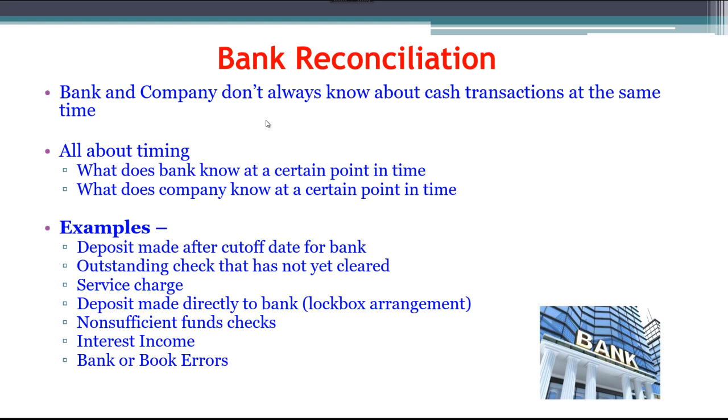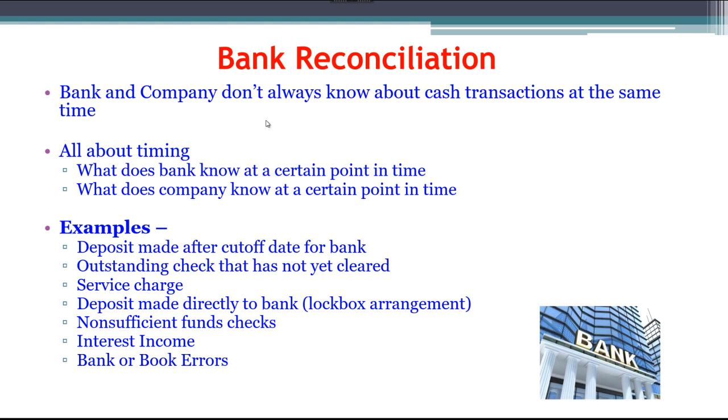An outstanding check that is not yet cleared, again, the company knows about it, but the bank apparently does not. And that's a check that you've written to somebody and they just haven't cashed it yet. You might have a service charge that the bank knows about before you know about it. They've already deducted it from your bank statement. You're just now finding out about it.